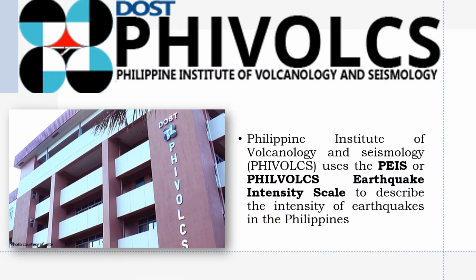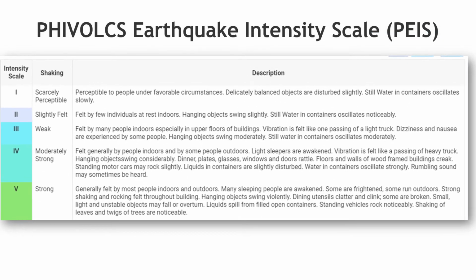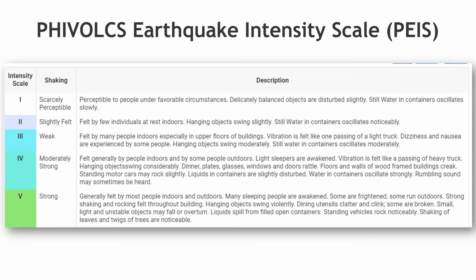Now we have PHIVOLCS, which means Philippine Institute of Volcanology and Seismology. This agency uses the PEIS, or the PHIVOLCS Earthquake Intensity Scale, to describe the intensity of an earthquake in the Philippines. We have the intensity scale from 1 to 10, and we have a description here.